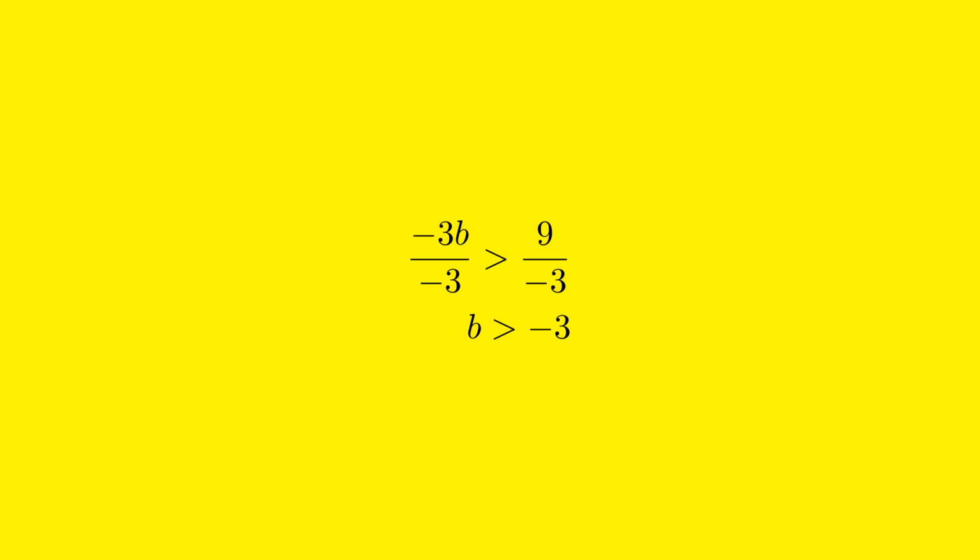Minus 3b divided by minus 3 is greater than 9 divided by minus 3. When we divide minus 3b by minus 3, the minus 3's cancel each other out, leaving just b on the left side. On the right side, 9 divided by minus 3 equals minus 9. So now the inequality is b is greater than minus 3. This indicates the solution for the variable b.